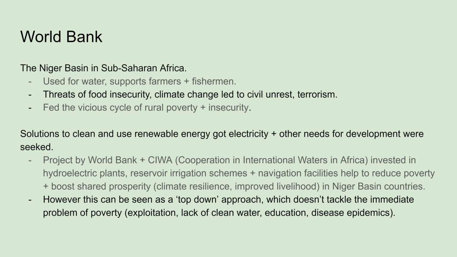A project by the World Bank and the CIWA, the Cooperation in International Waters in Africa, invested in hydroelectric plants, reservoir irrigation schemes, plus navigation facilities to help reduce poverty and boost shared prosperity, climate resilience, and improved livelihoods in Niger Basin countries. However, this can be seen as a top-down approach, which doesn't tackle the immediate problem of poverty, exploitation, lack of clean water, education, and disease epidemics.